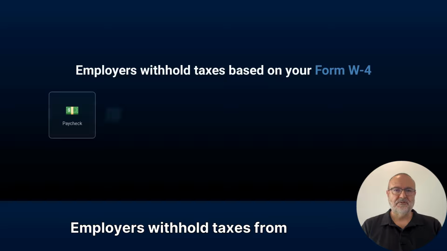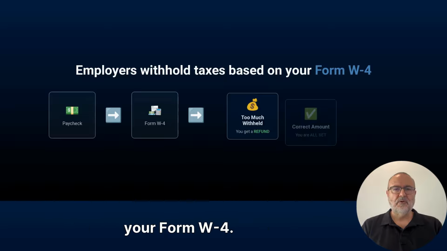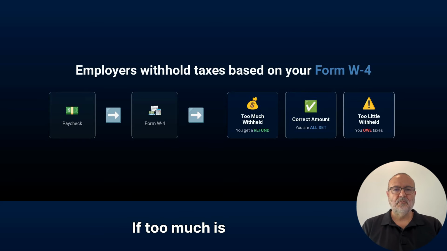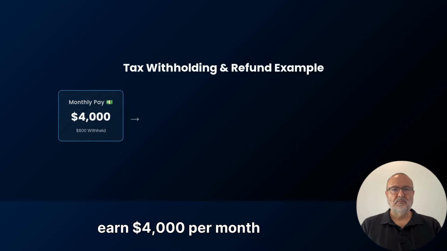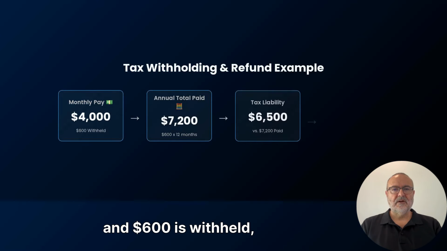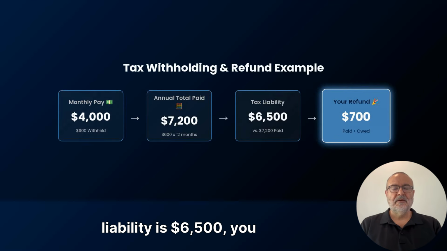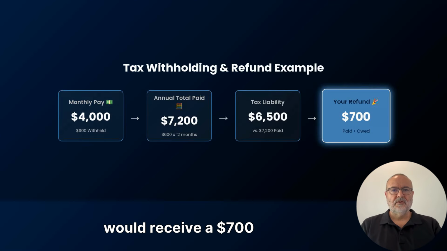Employers withhold taxes from your paychecks based on your Form W-4. If too much is withheld, you receive a refund. If too little, you will owe taxes. For example, if you earn $4,000 per month and $600 is withheld, but your total tax liability is $6,500, you would receive a $700 refund because $7,200 was paid.